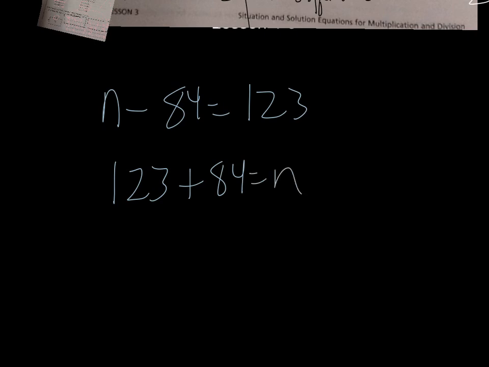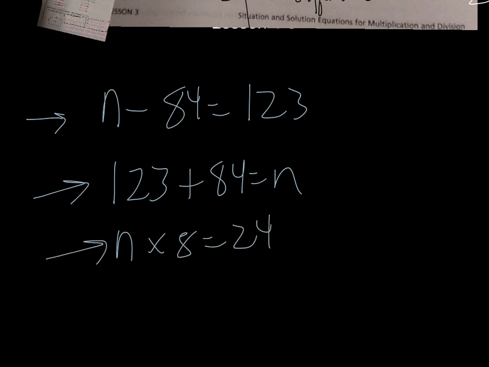That would be something like n minus 84 equals 123, and then to get a solution equation, you would take 123 and add the 84 back on to get you the n. This is a solution equation because that way you can actually solve it. So in the division, n times 8 equals 24. That's a situation, and now you work it out by saying 24 divided by 8 equals n, and that's your solution. Okay.